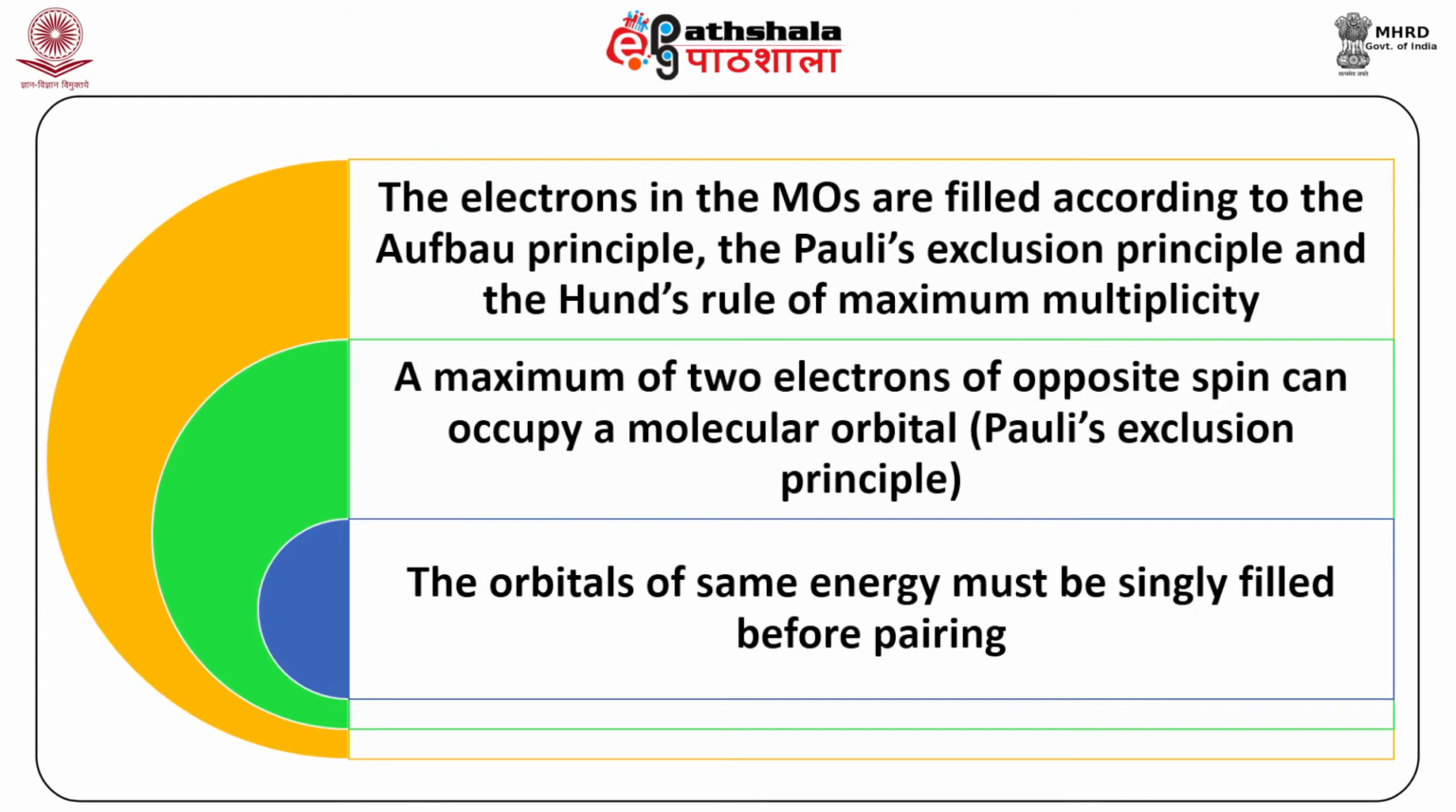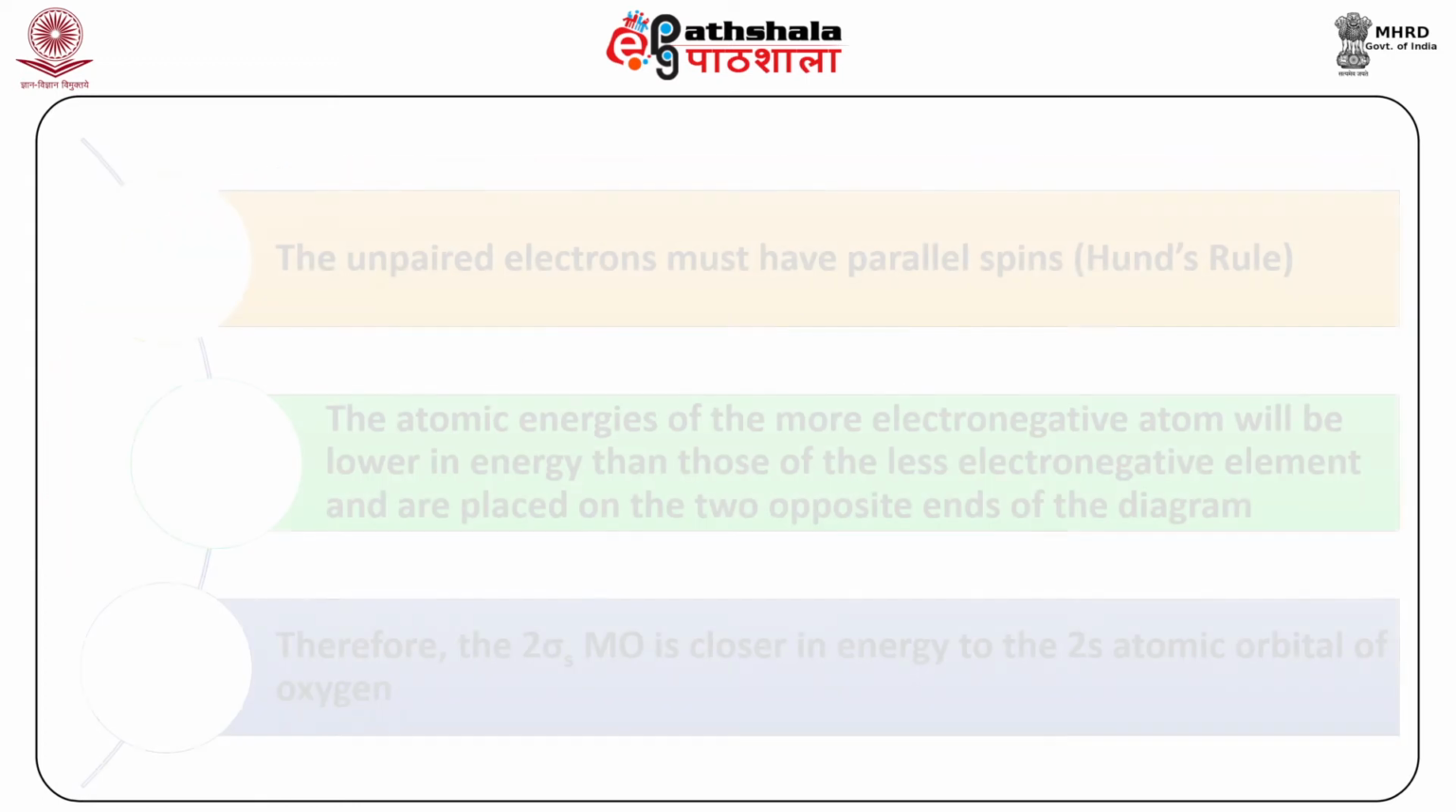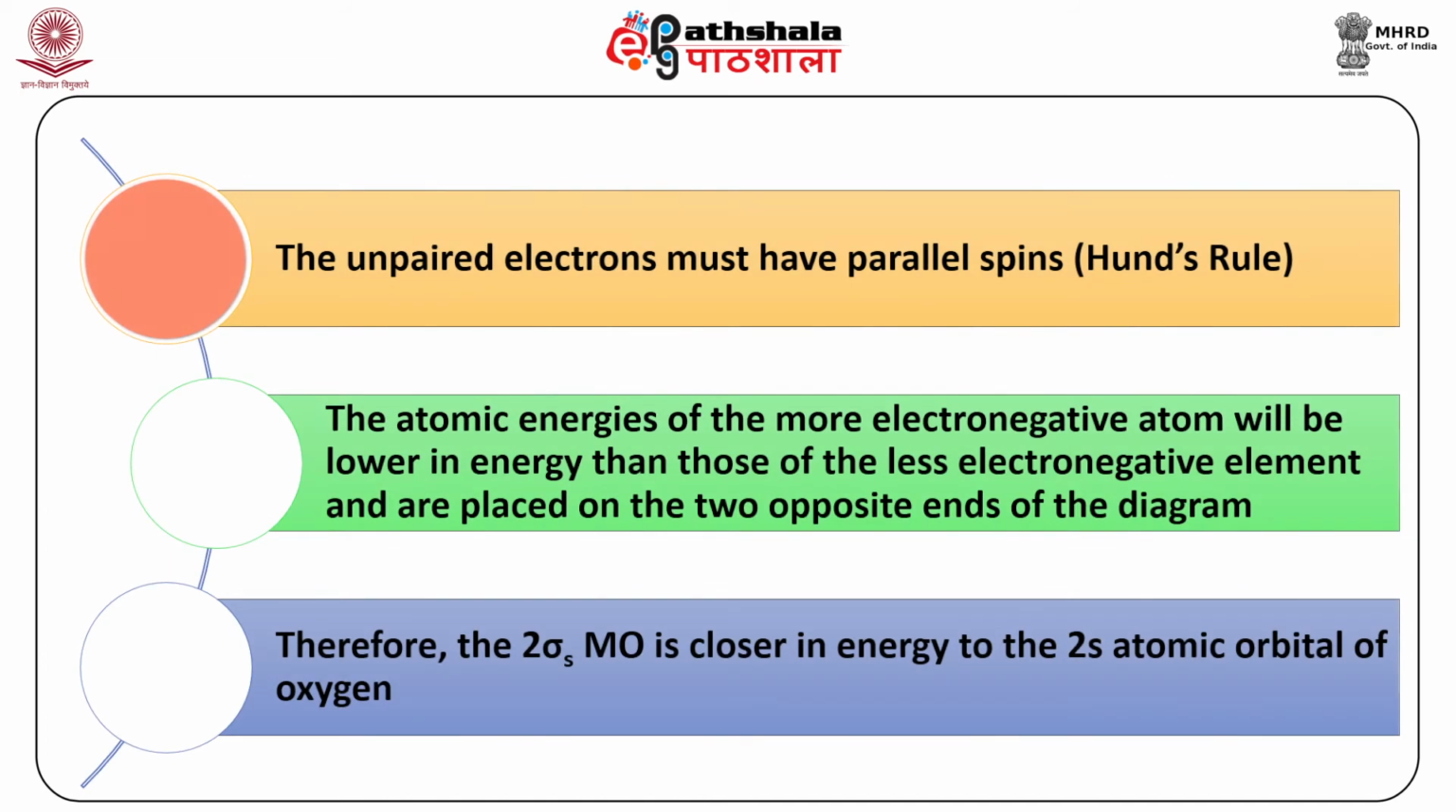The electrons in the molecular orbitals are filled according to three basic principles of chemistry: the Aufbau principle, Pauli's exclusion principle, and Hund's rule of maximum multiplicity. A maximum of 2 electrons of opposite spin can occupy a molecular orbital, which is called Pauli's exclusion principle. The orbitals of same energy must be singly filled before pairing. The unpaired electrons must have parallel spin.